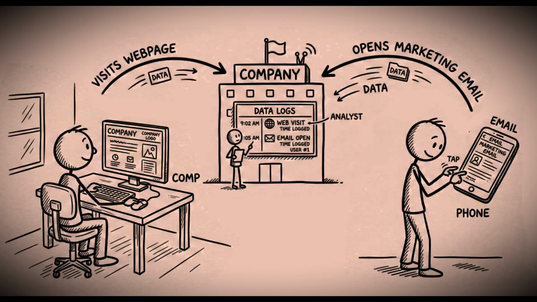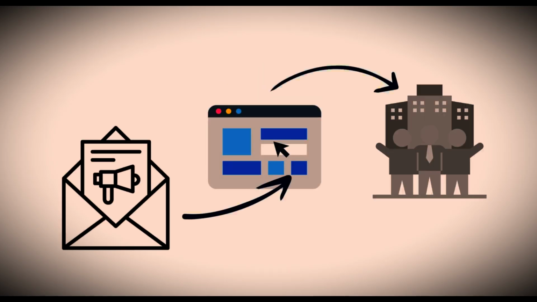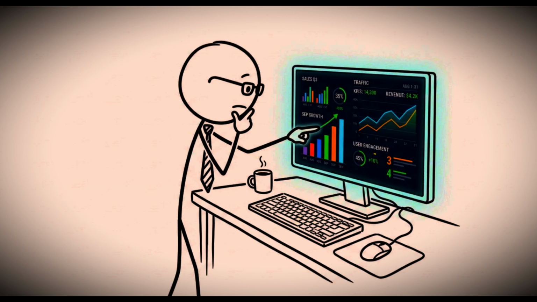For example, if you receive a promotional email and open it, the tracking pixel inside that email can notify the sender that the message has been viewed. This helps marketers measure how effective their campaigns are.